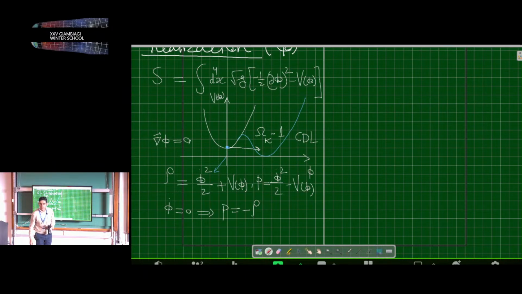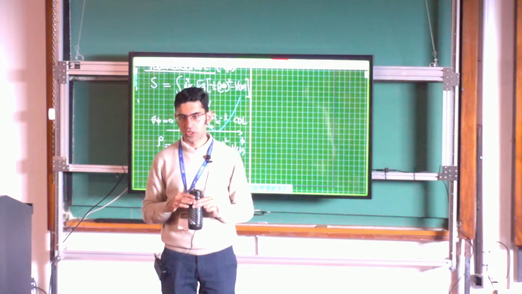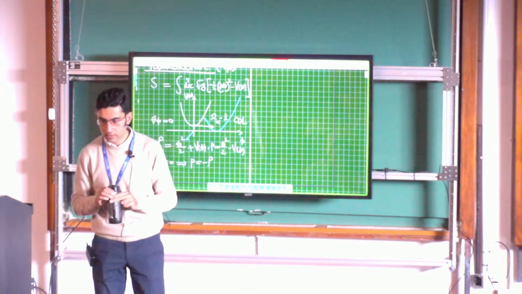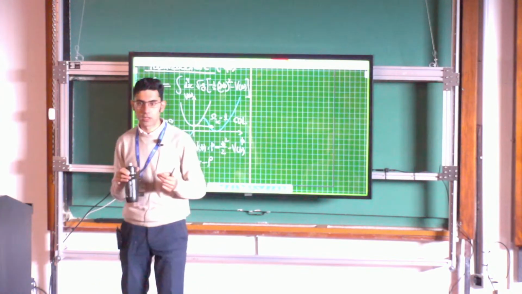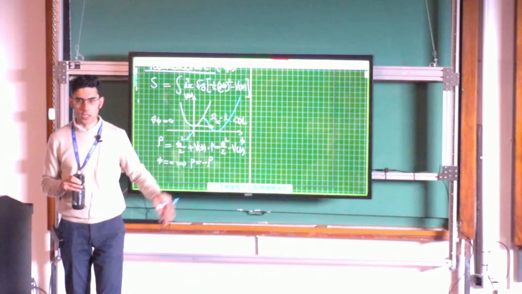What is what? Oh, I'm just considering the background solution. So I want to have just a homogeneous and isotropic cosmology. Exactly. Yes, it's just a requirement of having a FLRW cosmology.